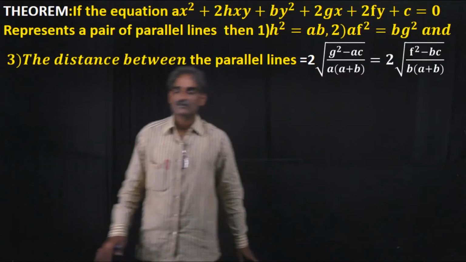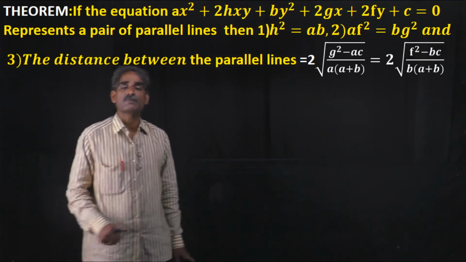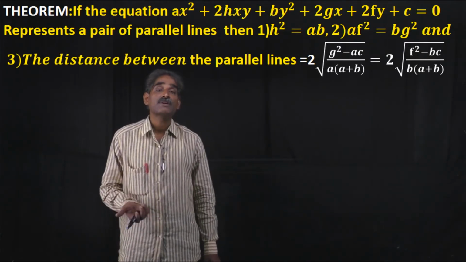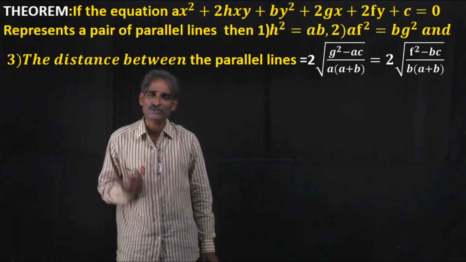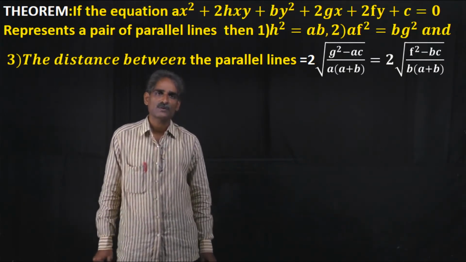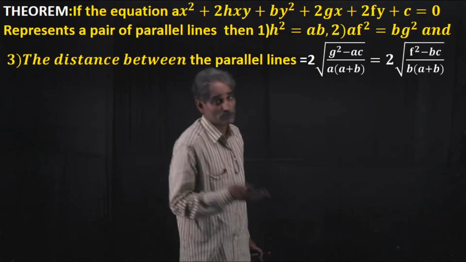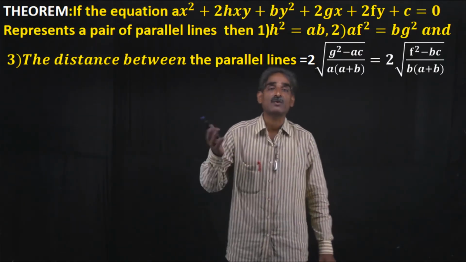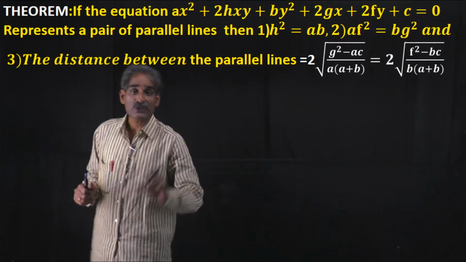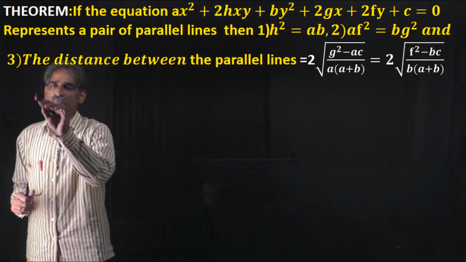So, see this theorem? This is an important theorem. If the equation represents a pair of parallel lines, then h square equal to ab, af square equal to bg square, and the distance between them is so and so. So first of all we have to prove for the parallel lines h square equal to ab and af square equal to bg square, and after that we have to find out the distance between the parallel lines. For that we have to assume two lines which are parallel. What about the given equation? So now the proof.